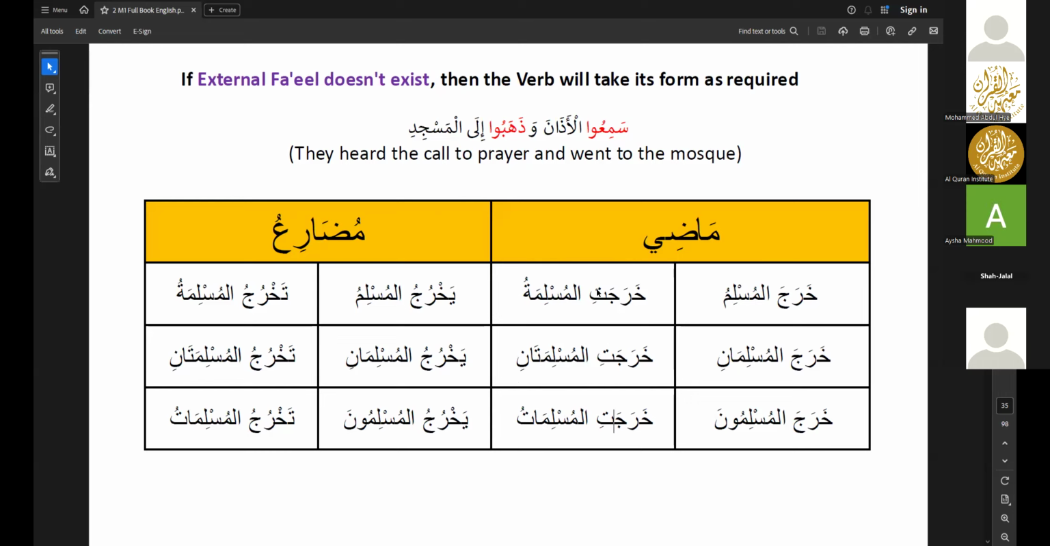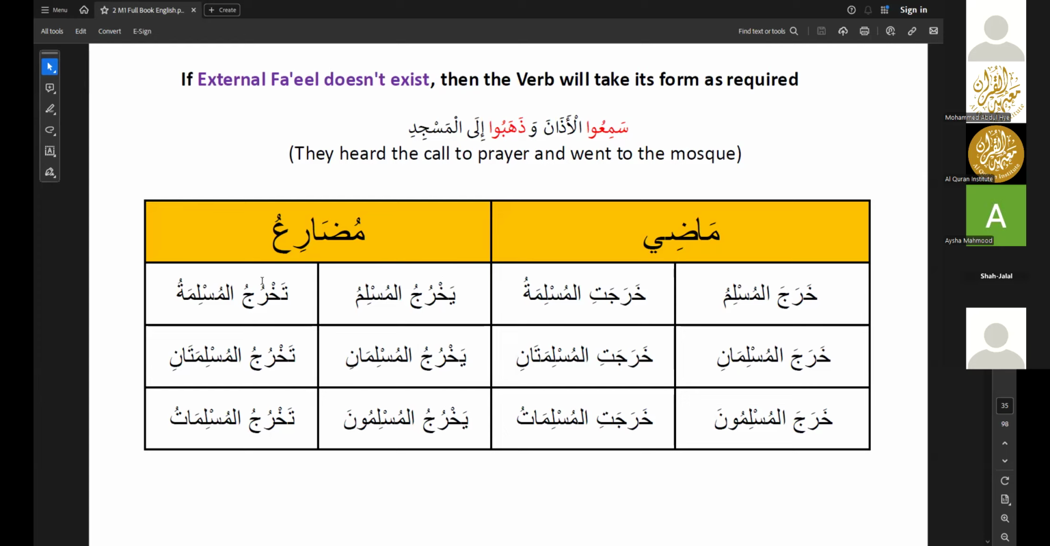Mudari is exactly the same. Like kharaja is the madi and the mudari is yakhruju. We know that. So yakhruju is the mudari form, huwa form. He is going or he will go. Yeah. Yakhruju. So singular, because you don't need to match the number, but all of them are masculine.